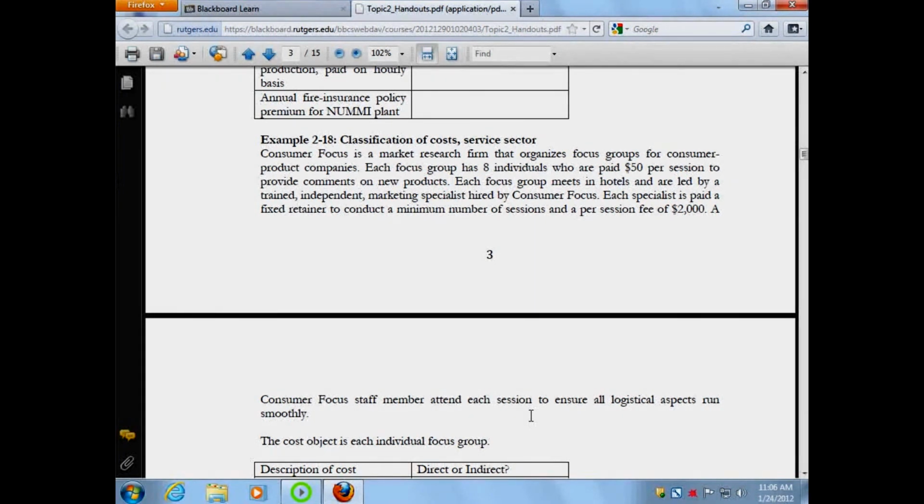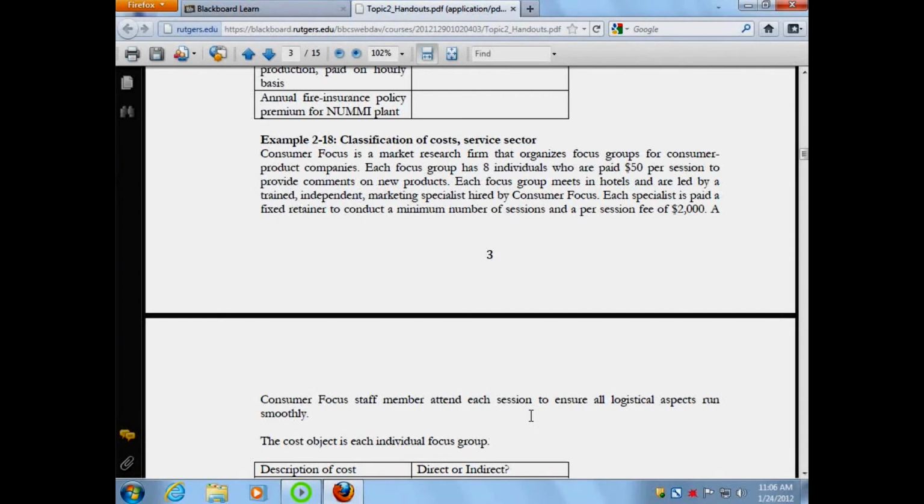Let's look at that. It's paid a fixed retainer. What does the word retainer mean? Now, it just means salary. So each specialist gets some fixed salary for the year, and then they get basically a commission of $2,000 per session. Everyone understands how this works? There's a fixed component and then there's a commission component that's paid on a per session basis.